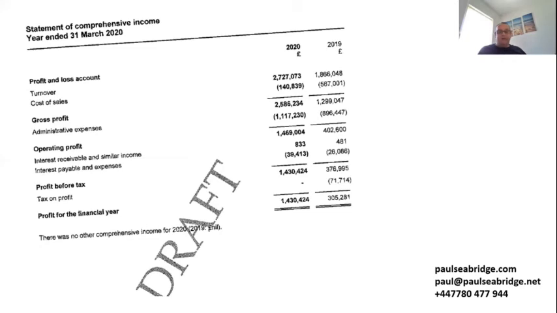You may hear the term EBIT and EBITDA, as it sometimes is referred to. EBIT is earnings before interest and tax, which in this example would be the operating profit, because that's the operating profit stated before interest receivable and interest payable. EBITDA is earnings before interest, tax, depreciation and amortization.